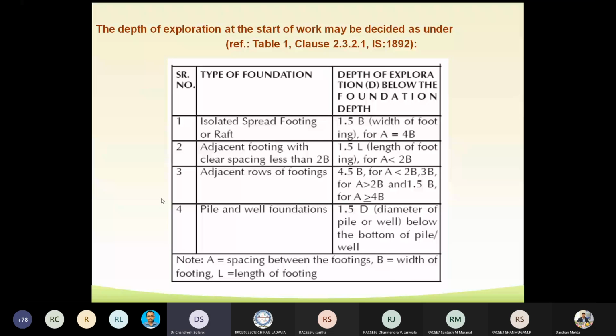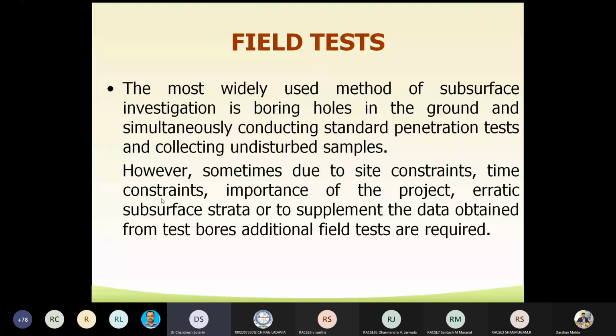We have discussed till now what the criteria are to be satisfied for the foundation design, what is included in the geotechnical investigations, how we decide the depth of the explorations, and how we decide the number of borings. Now we are coming to some common field tests. The most widely used method of subsurface investigation is boring holes in the ground and simultaneously conducting the standard penetration test and collecting the undisturbed samples.